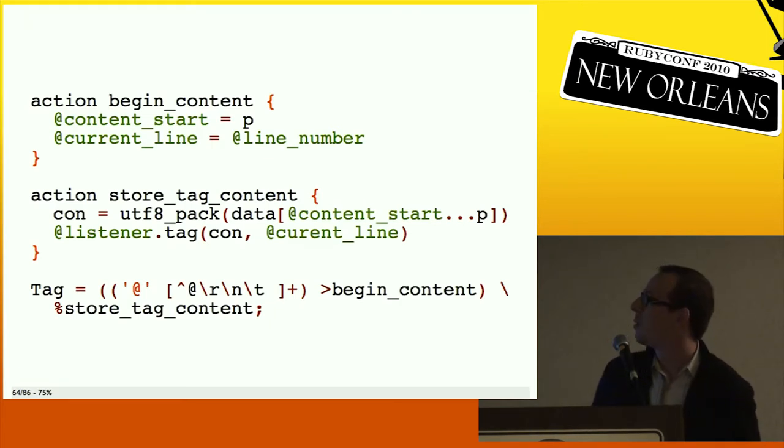All right, so now we can look at the combination of all of those elements into something that we do within Gherkin, which is matching a tag. If you look at the bottom row first, we're defining this machine for tag as ampersand followed by anything that's not an ampersand, one or more of those. As soon as we find something that's not an ampersand, we call that begin content, the entry transition, which basically keeps track of where we are in the stream of data and also a line number that we're tracking for new lines somewhere else. And when we leave that one-or-more match, we call stored tag content, which just packs up the data into a string again and sends it off to a listener.